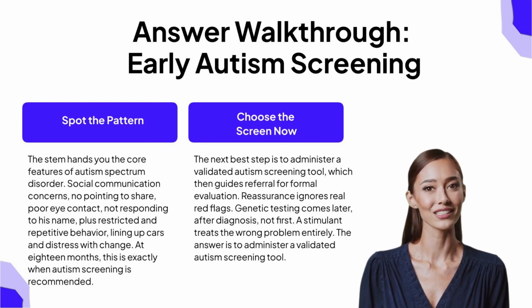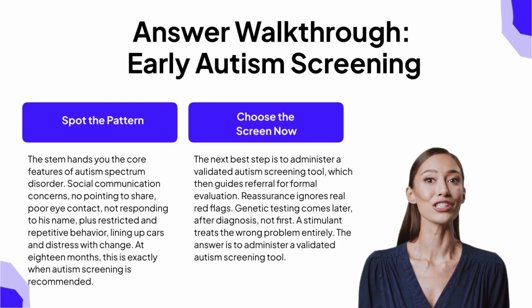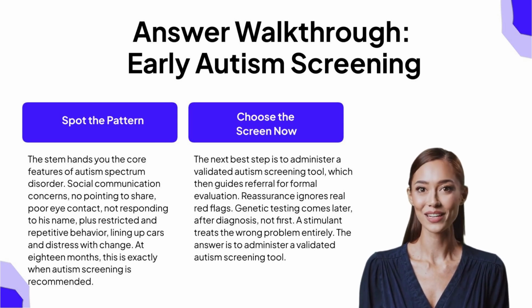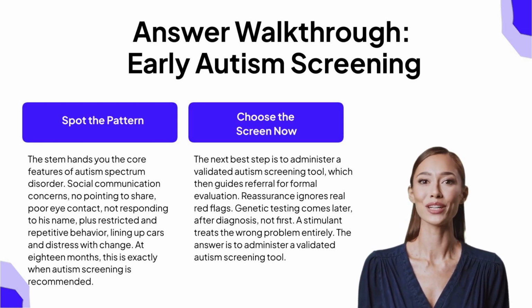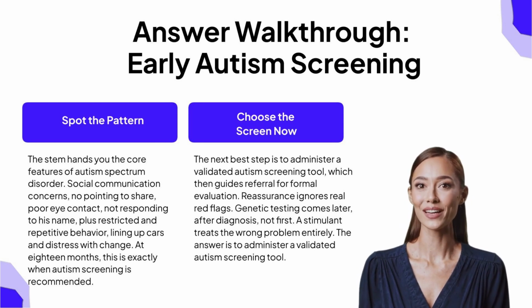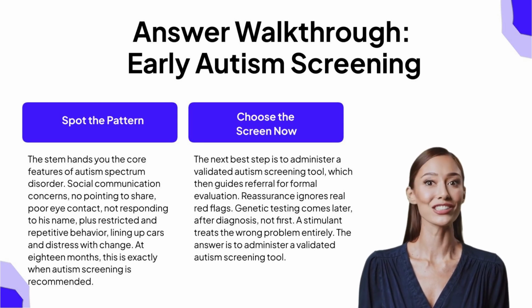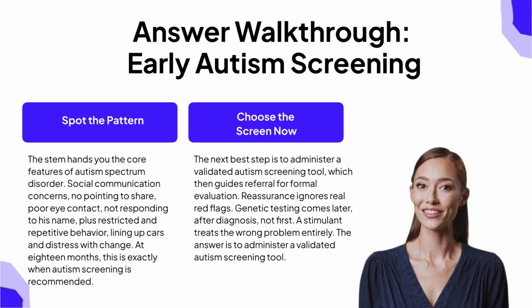First, spot the pattern. The stem hands you the core features of autism spectrum disorder. There are social communication concerns, no pointing to share, poor eye contact, and not responding to his name, plus restricted and repetitive behavior, lining up his cars and distress with change. At 18 months, this is precisely when autism screening is recommended.